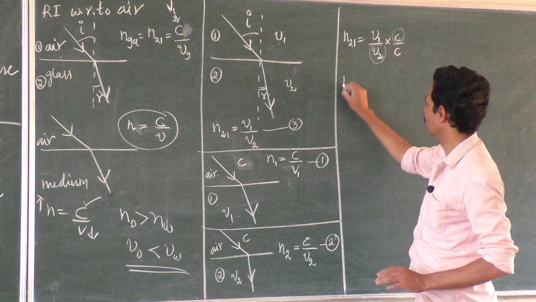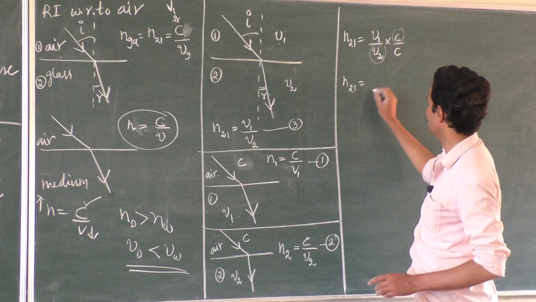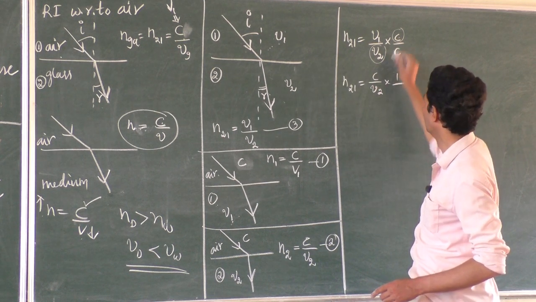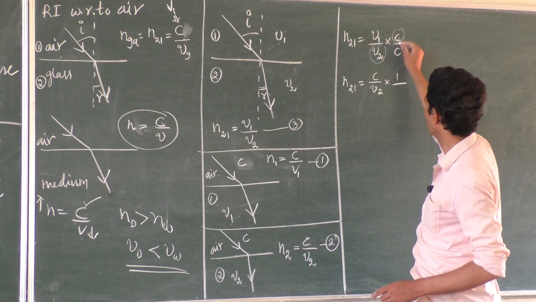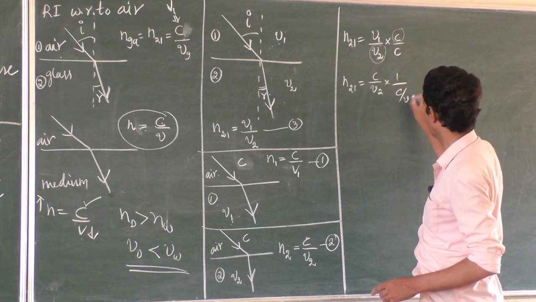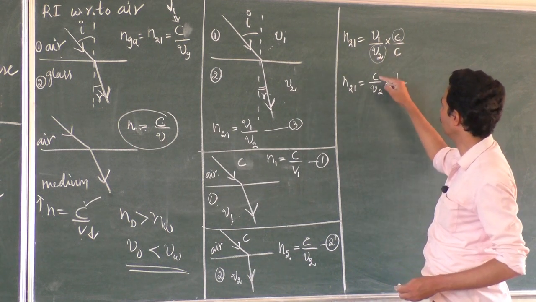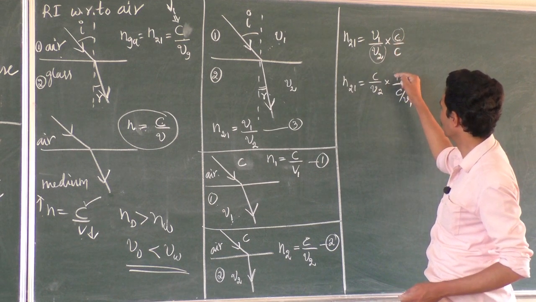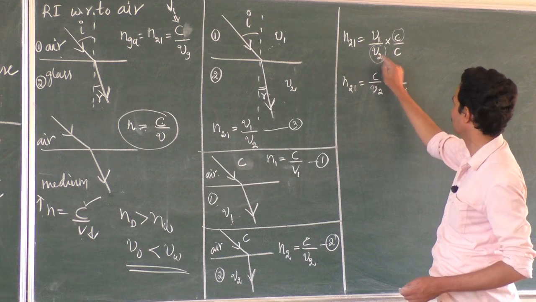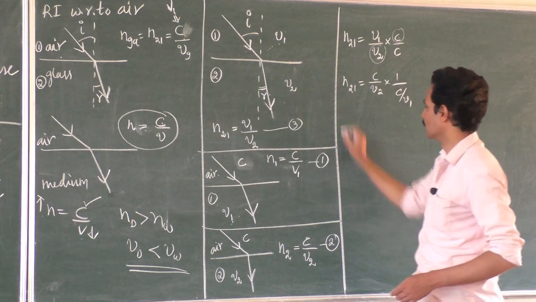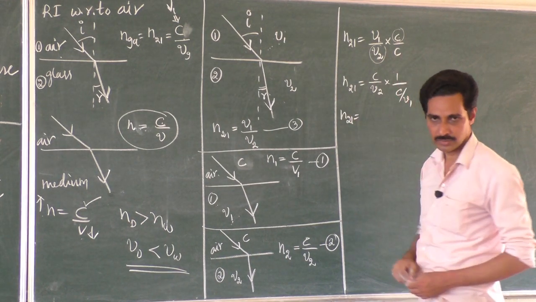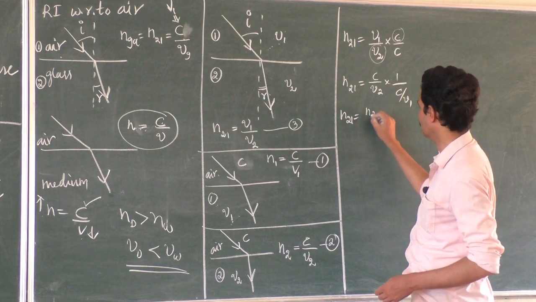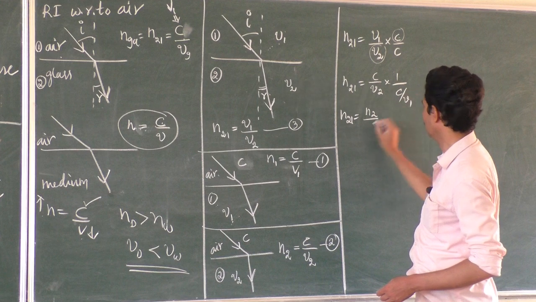C by V1. So N21 is equal to C by V2 into 1 by C by V1. Am I right? Because this V1 was in the numerator. In the numerator we had C and V1, so this V1 comes to the numerator, with V2 and C. This is okay, right? So what is N21 equal to? N21 is equal to C by V2, that is N2, divided by C by V1, that is N1.